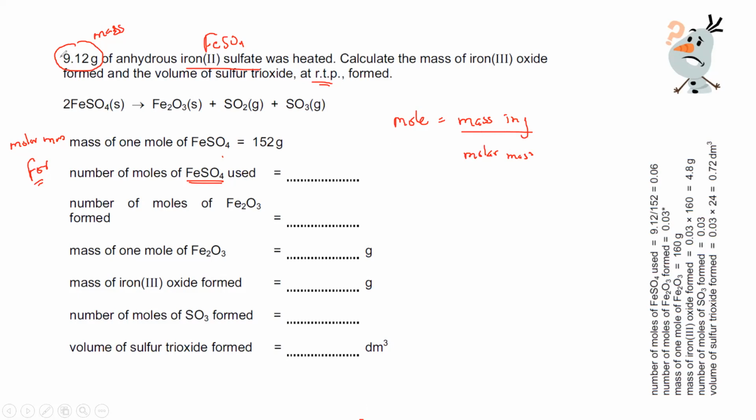mass in gram divided by the molar mass. So the mass in gram for iron 2 sulfate, that is 12. And what about the molar mass? You don't have to find the molar mass. They provide the molar mass for iron sulfate. It is 152. So it will be 12 divided by 152, which equals 0.06 moles. Is it clear, the first part?